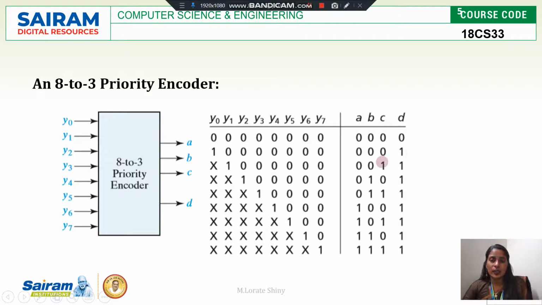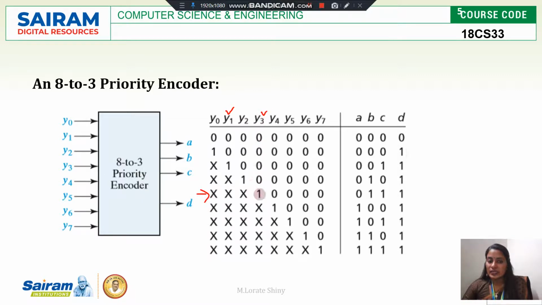produce the output. So which priority? Priority goes to the higher input line. For example, if Y0 and Y1 are 1 1, priority goes to Y1. Okay, so only 0 is marked as X, because X means don't care, it may be 0 or 1. Let it be 0 or 1, we no need to worry about that, because 0 is having less priority than 1. Okay, next we will see this.